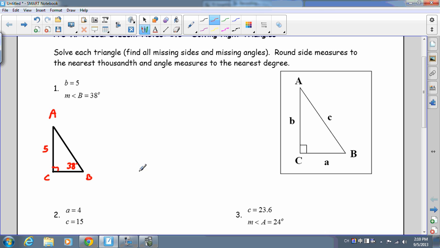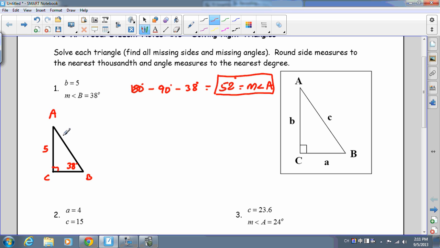The easiest thing to find is the angle because I know that the sum of all angles in a triangle is equal to 180. So to find the missing angle, I will take 180 degrees and subtract 90 degrees, which is my right angle, and I will also subtract 38 degrees. If you complete this operation, you should end up with 52 degrees as the measure of angle A. That's the first information we can find. The measure of angle A is equal to 52 degrees.